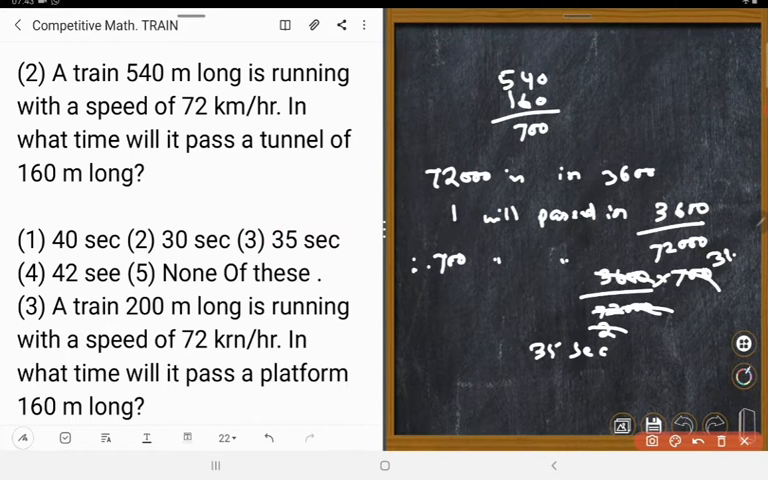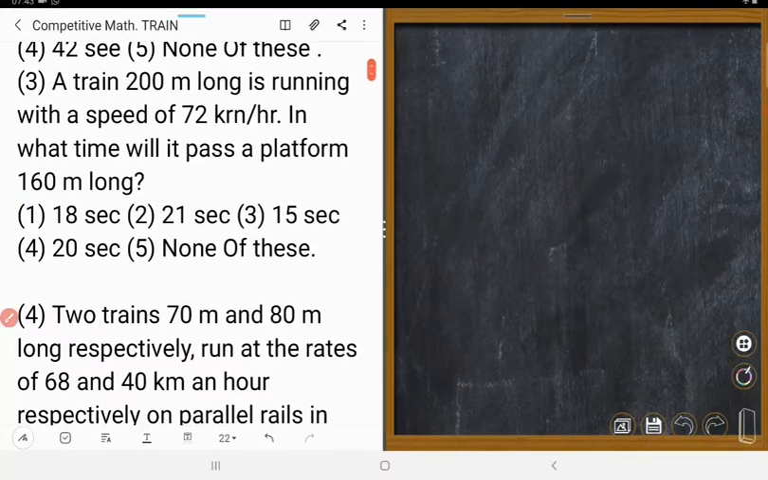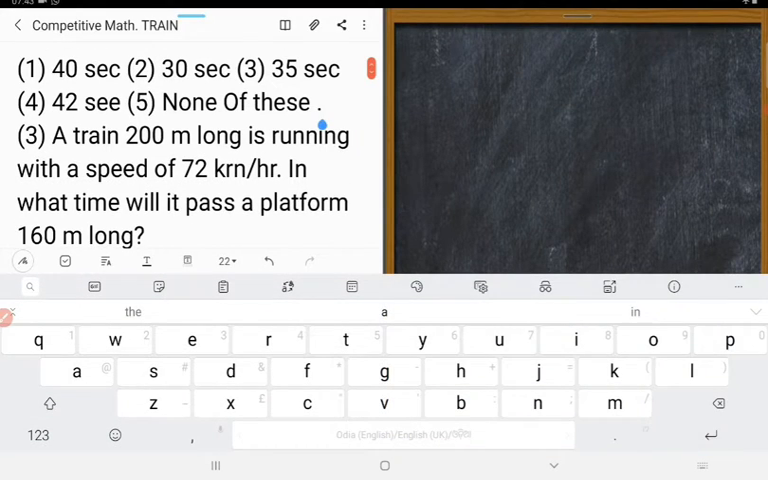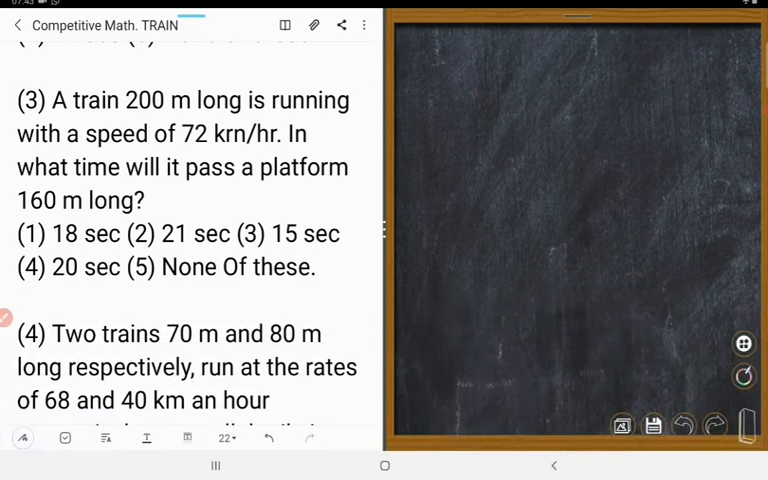Okay, done. Thank you. Next question is number 3. A train 200 meter long, what is the length of the train? 200 meter. It is running with a speed of 72 km per hour. In what time will it pass a platform 160 meter long?